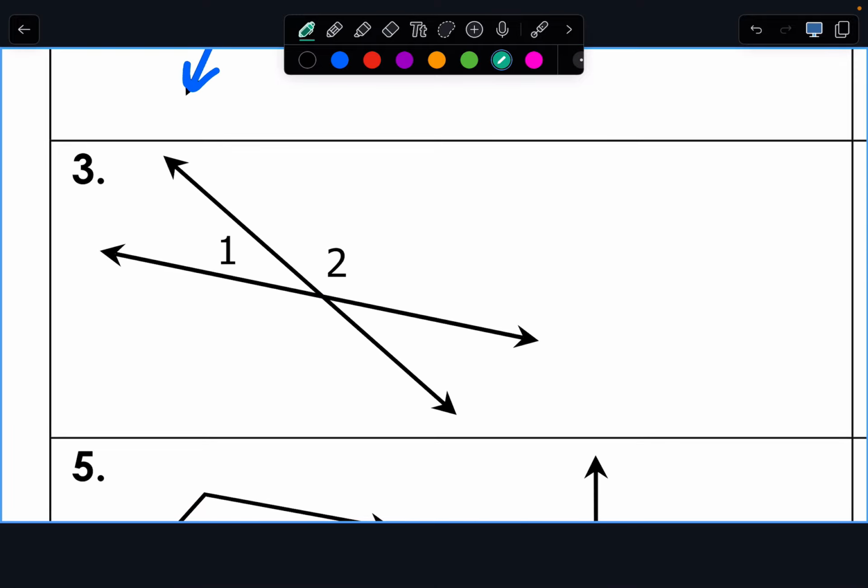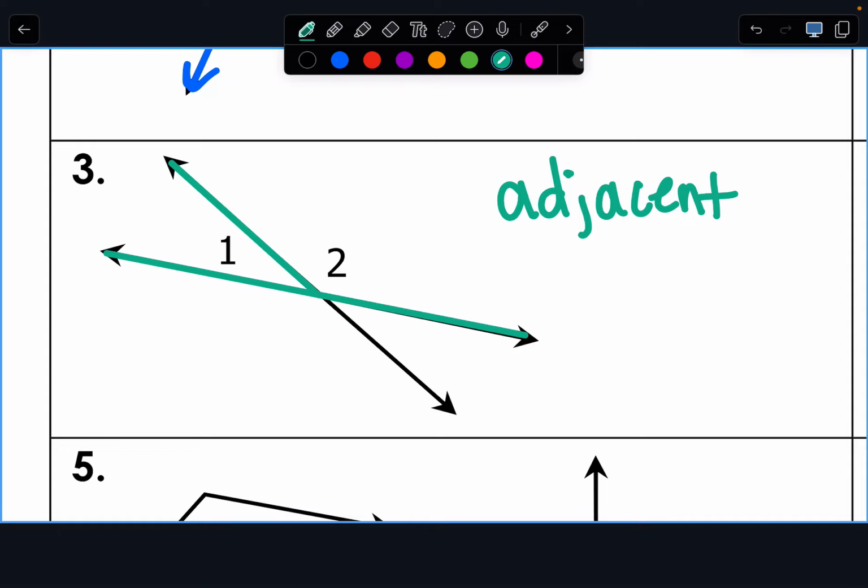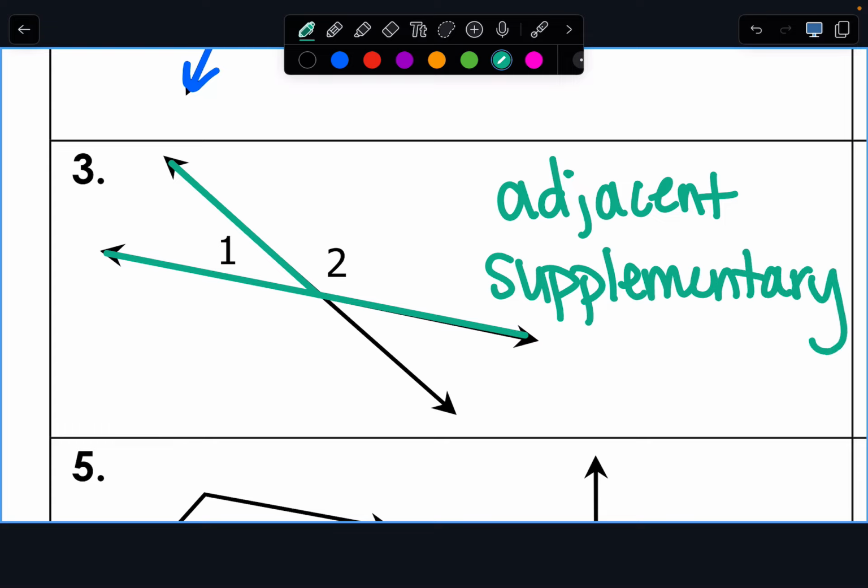How about this picture? Adjacent. Do these two share a side? Okay, so these are adjacent. Is anything else true about them? Do they make a straight line when we put them together? Yes. So what does that mean, Colton? It would be supplementary. Yeah, they add together to be 180 because they make that straight line.